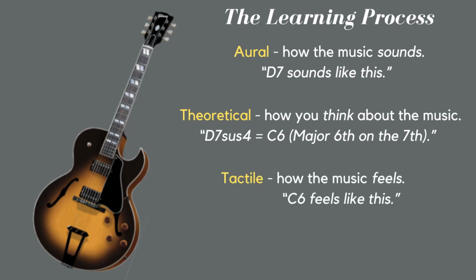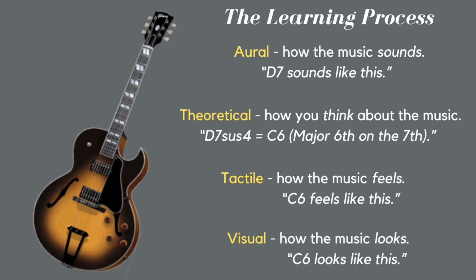There's the tactile aspect, which is how does the music feel. So we're creating a sensation of what this chord feels like when it's played against this particular background. So we're getting that brain-hand coordination, where in future instances where we hear a certain sound, our fingers will know where to go on the guitar to produce that sound. And of course, there's the visual aspect. What does the chord shape look like on the guitar?